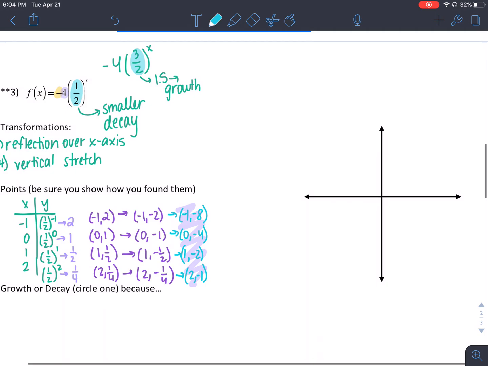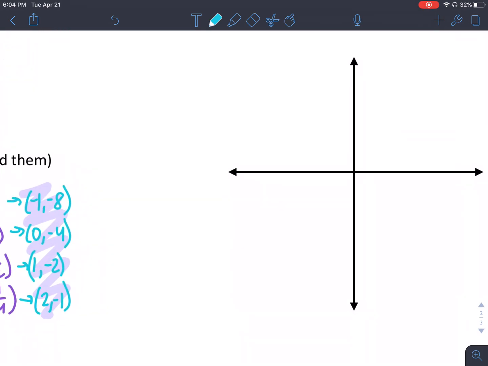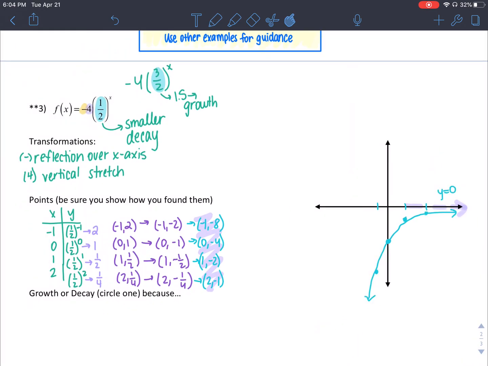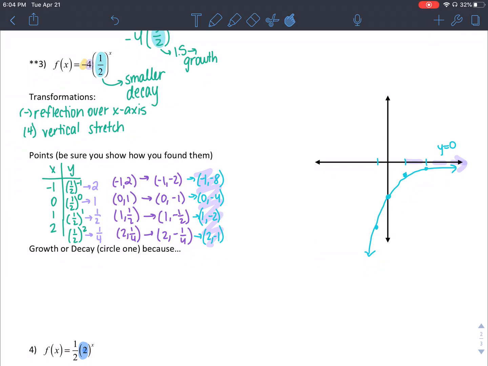Every single exponential function has a horizontal asymptote. So when I graph these points, 1, -1, -8, 0, -4, 1, -2, 2, -1, I see that this side is really getting close to 0. We do have to graph that. So then I see this nice little curve for the exponential. Exponentials are never quadratics, and they are never lines.